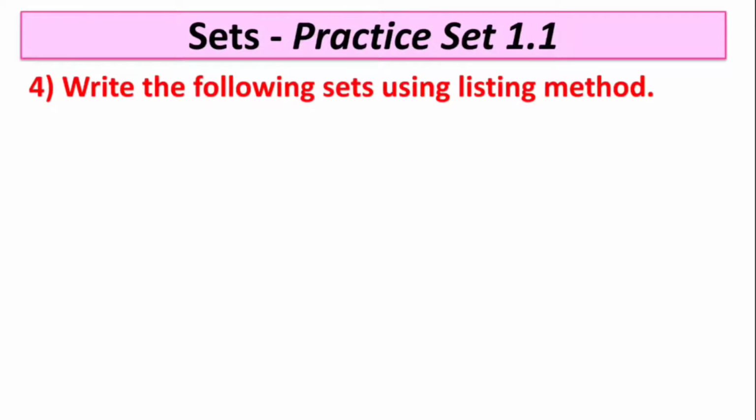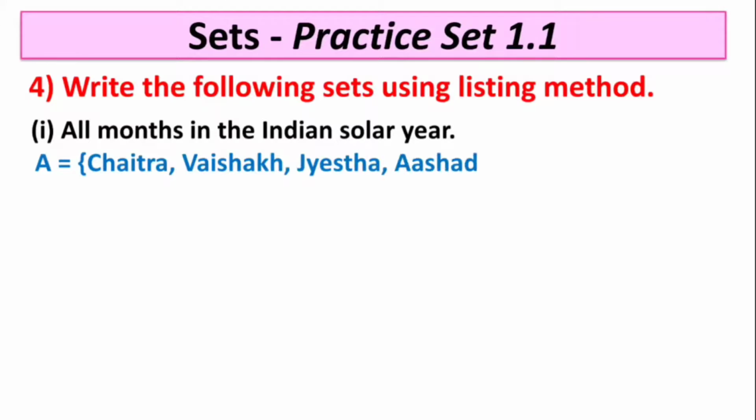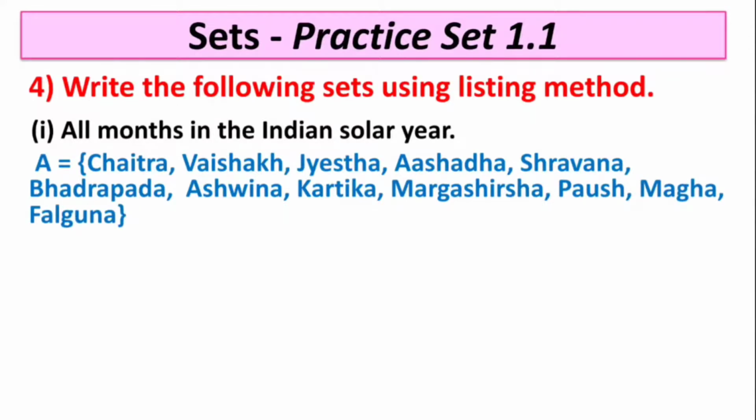Now the fourth problem is: write the following sets using listing method. The first problem is all months in the Indian solar year. Here A is the set of all months of the Indian solar year, and these months are Chaitra, Vaishakh, Jyeshtha, Ashadh, Shravan, Bhadrapad, Ashwin, Kartik, Margashish, Paush, Magh, Phalgun.